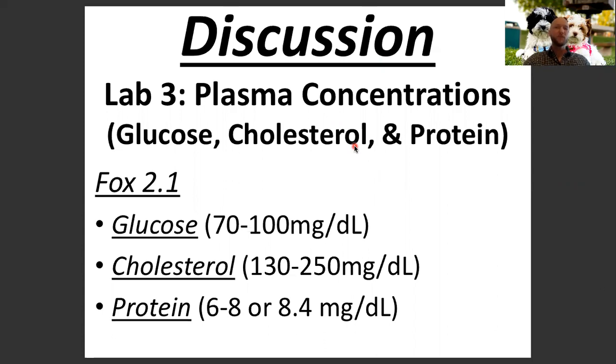So let's look at our goal of this experiment. Our goal is to find out the concentration of glucose, the concentration of cholesterol, and the concentration of protein in our samples of plasma. What's plasma? Plasma is the liquid part of your blood. Your blood has the liquid part, plasma, then it has the white blood cells, the red blood cells. Plasma is the liquid part, so not the red blood cells, not the white blood cells. What is the concentration of these three things within your sample's blood?